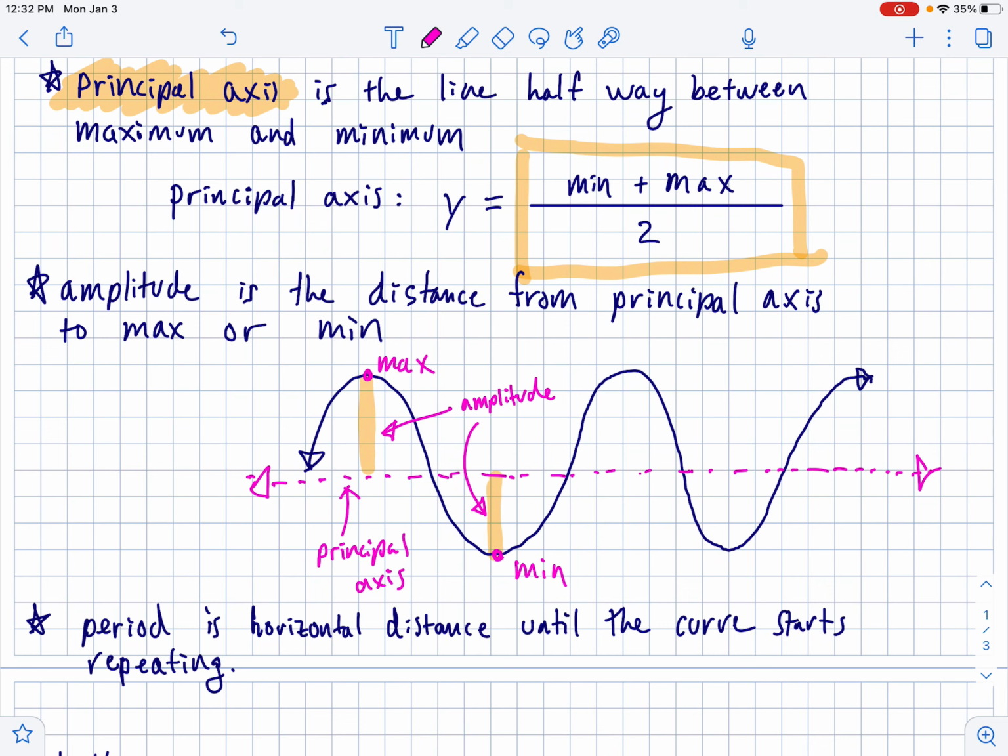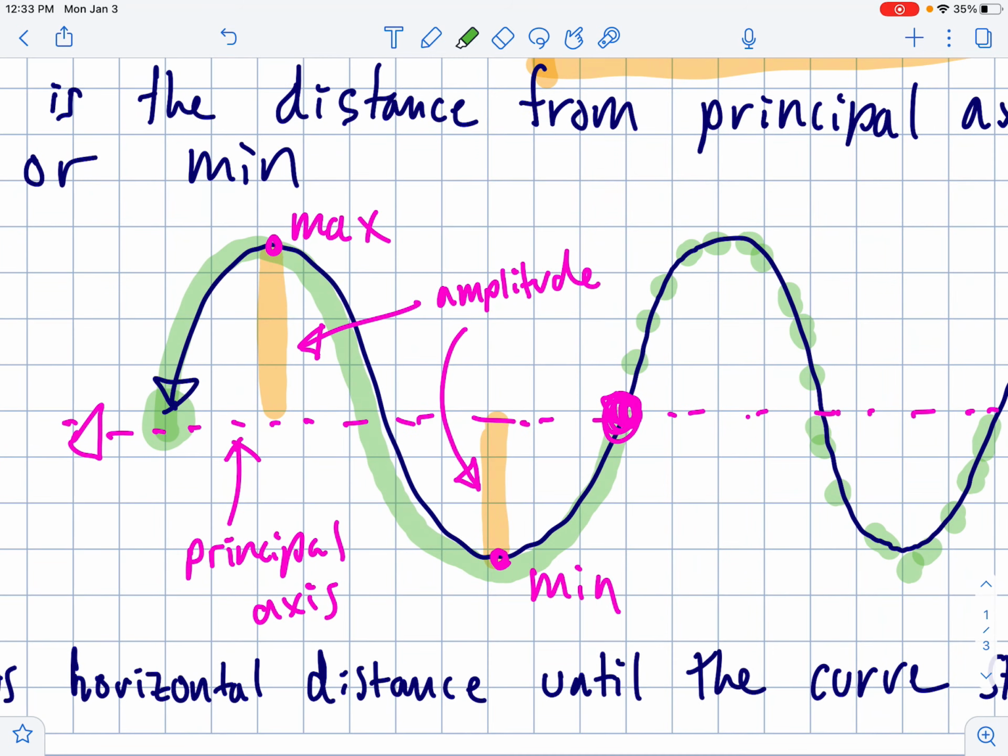Now the period is the horizontal distance until the curve starts to repeat. We're going to have a formula for this eventually, but visually, if you were to start here at the principal axis and then go up the mountain, down into the valley, back up, at this spot right here, you would start to repeat that process of going up the mountain, down into the valley. So when it starts to repeat, that period is the horizontal distance. So here we'll use yet another color. This horizontal distance is the period.